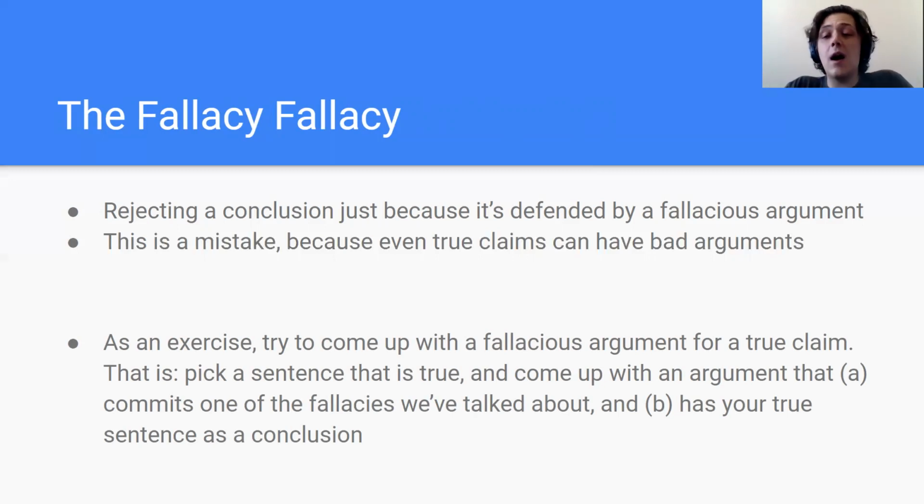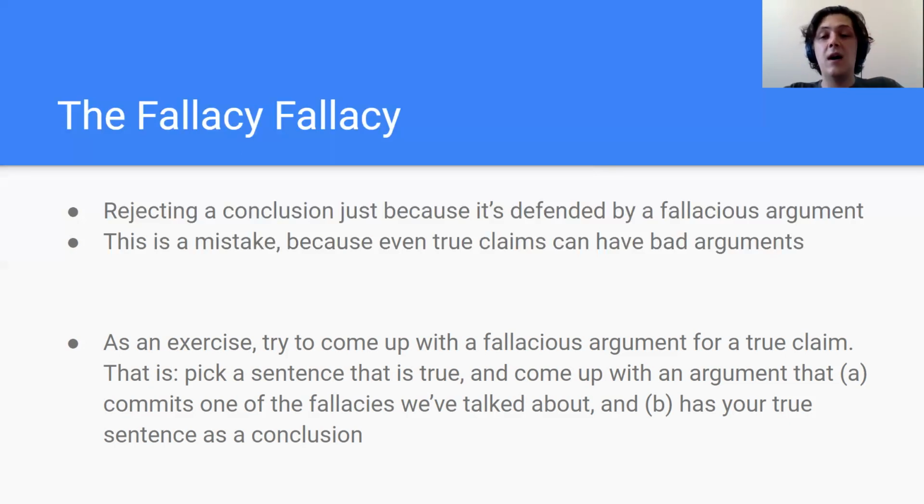That's an easy recipe, but there are other ways to do it. So as an exercise, you can try to come up with a fallacious argument for a true claim. Pick a sentence that's true and come up with an argument that both commits one of the fallacies we've talked about and has your true sentence as a conclusion. You can do that, maybe not with the gambler's fallacy because that's a different kind of fallacy, but you can do that with almost any of these fallacies. You can have an ad hominem attack for a true claim.